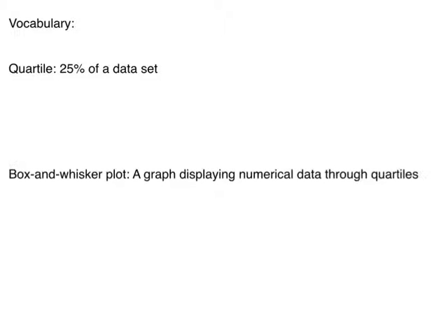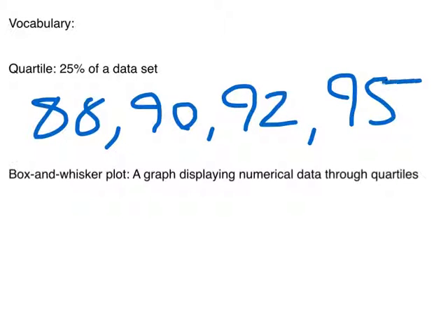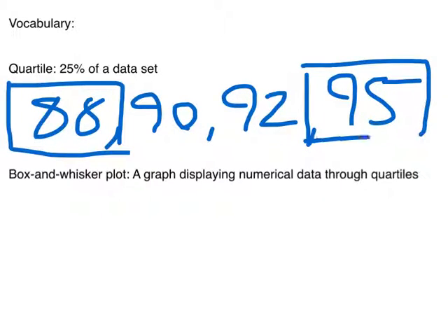All right, so the vocab that we need to get down, there are two things. Quartile is the first one. Quartile means 25% of a data set. Write that down. 25% of a data set means that if you had, let's say, four scores for a test, let's say it's 88, 90, 92, and 95, your bottom quartile would be just the 88. Your top quartile would be just the 95. So a quartile is literally 25% of a data set.